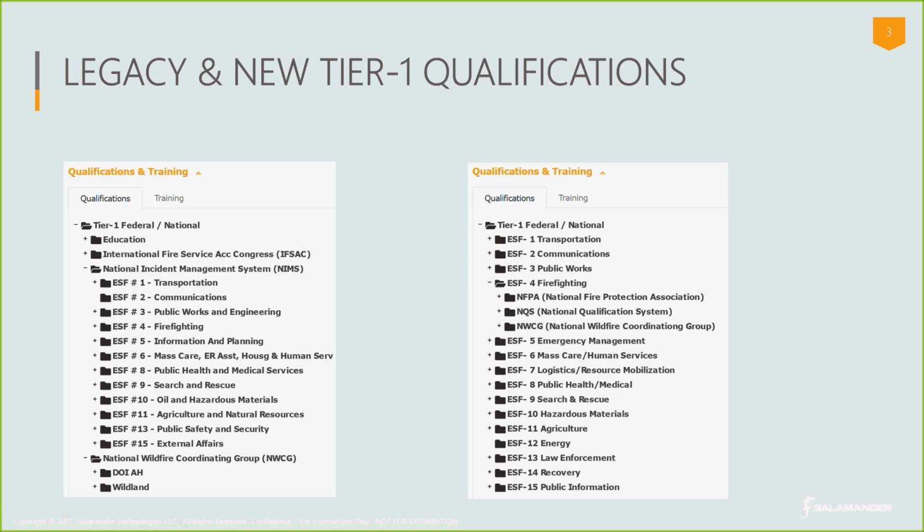As many of you are aware, in today's Salamander version, in the Tier 1 level of qualifications, there are only 3 folders in there, and it's really hard to find things. Nothing is standardized. There's a lot of old legacy things in there that aren't real out in the response world anymore, and many other issues with the way that the old system was, if you will.